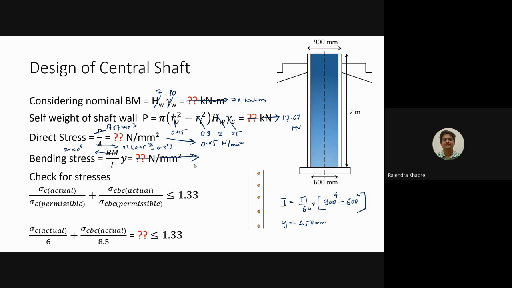Please cross check. 0.348 newtons per millimeter square. Then we have to go for the combined effect of actual stresses. So sigma c actual, this value we have calculated as 0.05, which is very less. Bending stress is 0.348. I am 100% sure this value will be very, very less.